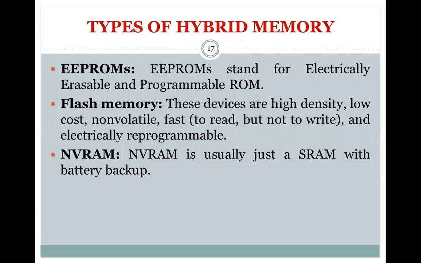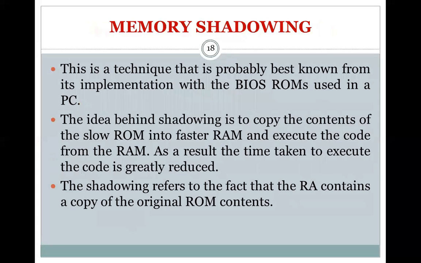Another category of hybrid memory is NVRAM, non-volatile RAM. Generally, RAM itself is volatile, but NVRAM is usually just SRAM with battery backup. When power is turned on, the NVRAM operates just like any other SRAM. But when power is off, NVRAM draws enough electrical power from the battery to retain its content. NVRAM is fairly common in embedded systems, and it is more expensive than SRAM, as we can observe.